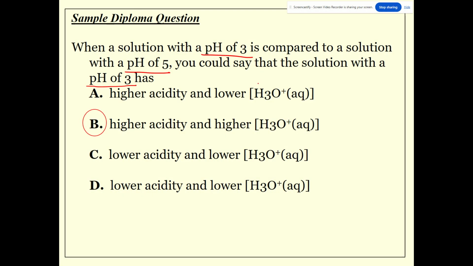Now, it could also ask you how many times the concentration is changing. Remember, for each level you change on the pH scale, the concentration changes by 10 times. So it's 10 to the power of 2, or 10 times 10, which is 100 times that the concentration is changing during this, I guess if you're diluting it or whatever the case is, to make it go from a pH of 3 to 5.